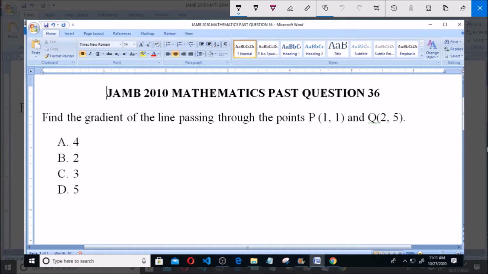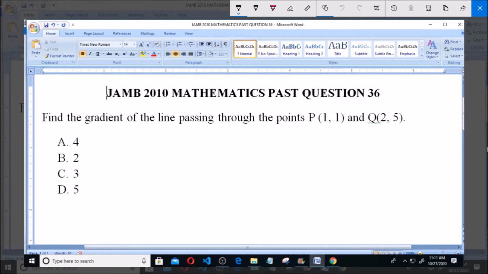I will be answering JAMB 2010 Mathematics Past Question 36. Find the gradient of the line passing through the point P. Now point P has the coordinates of 1, 1 and Q, which has the coordinates of 2, 5. Now A we have 4, B we have 2, C we have 3 and D we have 5.